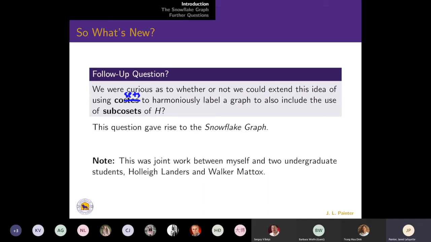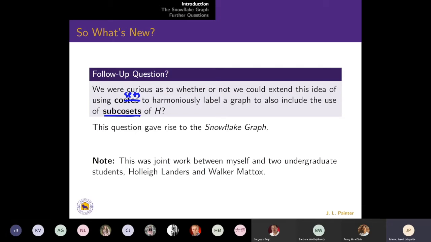We were curious if we couldn't extend this idea of basically using the cosets to harmoniously label a graph, where we also included the use of subcosets of our subgroup H. So this whole setup here is what developed this snowflake graph.